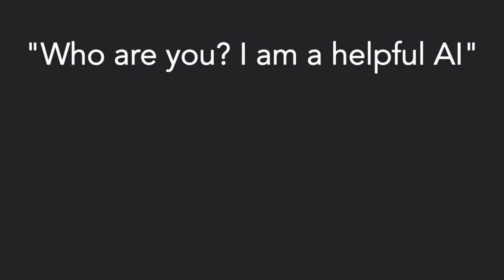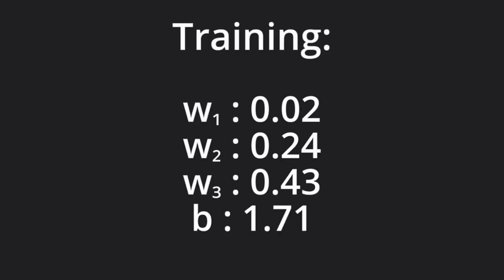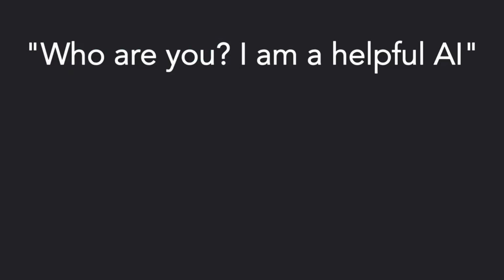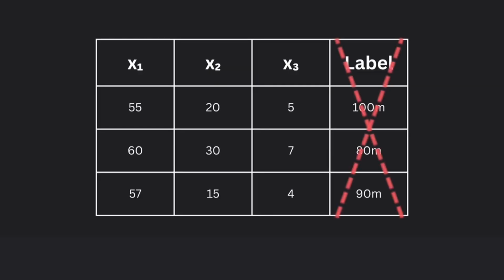Let's see why. Given the sequence "who," the model learns that the word "are" can follow. Given the sequence "who are," the model learns that the word "you" can follow. Given the sequence "who are you," the model learns that a question mark can follow, and so on. Once training is complete, the model has learned to respond to the question "who are you" with the response, "I am a helpful AI." We don't have to label any of the data points.